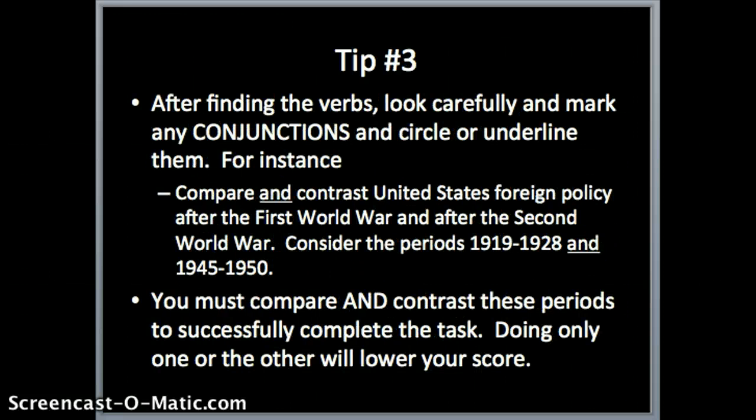Okay, after finding the verbs, look carefully and mark any conjunctions. Circle or underline them. For instance, compare and contrast. Okay, and consider the periods 1919 to 1928 and 1945 to 1950. You must compare and contrast these periods successfully to complete the task. Doing only one or the other will lower your score.